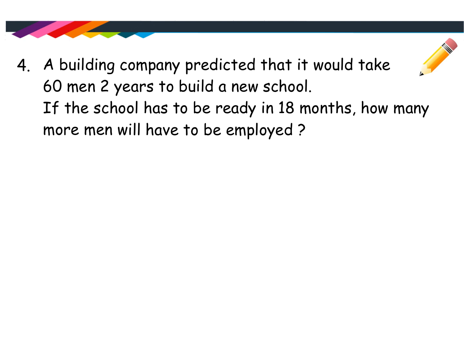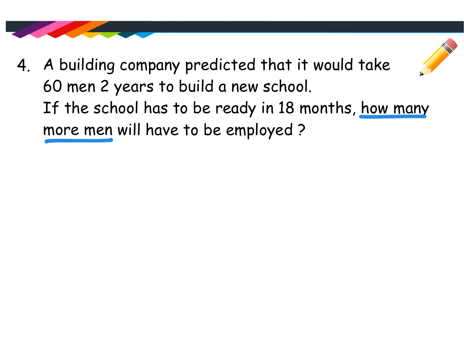Okay, so my last example is talking about some builders. A building company predict that it would take 60 men 2 years to build a school. If the school has to be ready in 18 months, how many more men will they have to employ? So this happens in real life. We think we need to get this job done quicker. What do we need to do? We need to increase the number of men. But the question says how many more men are they going to have to bring along? So there's a twist to this one.